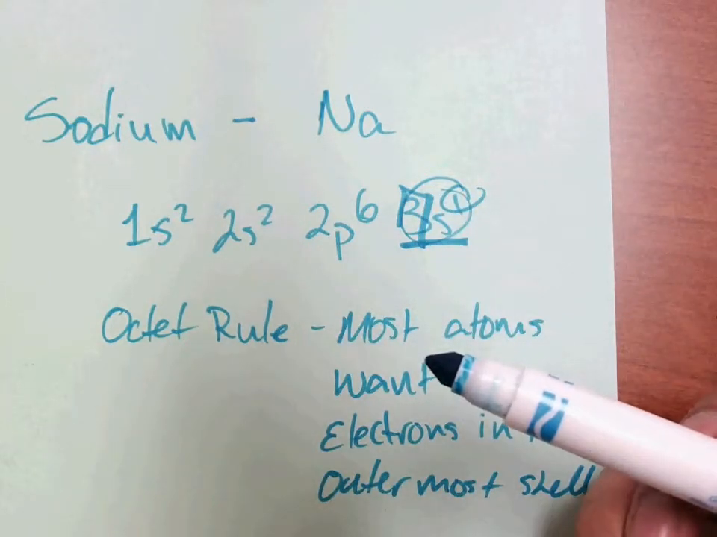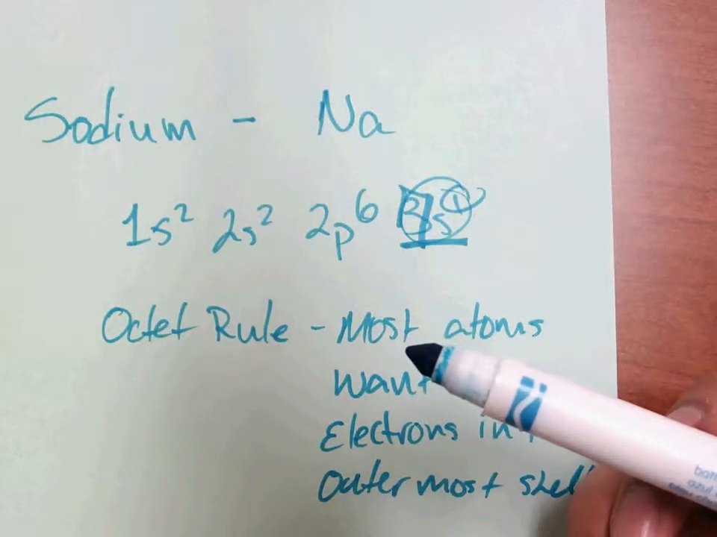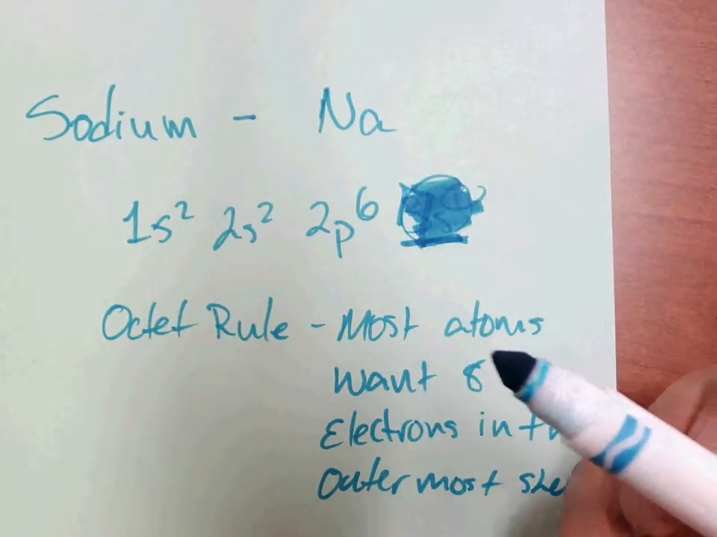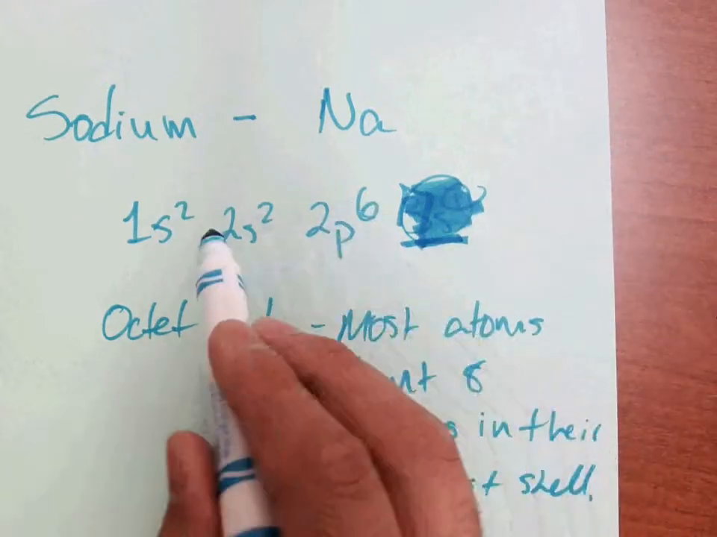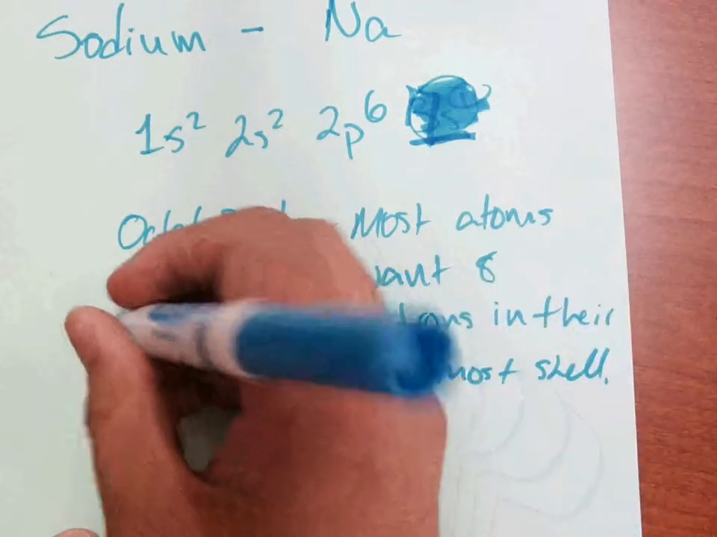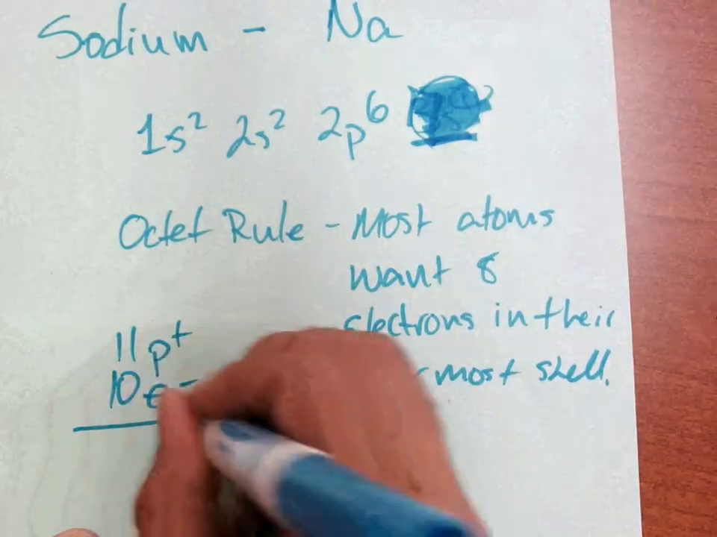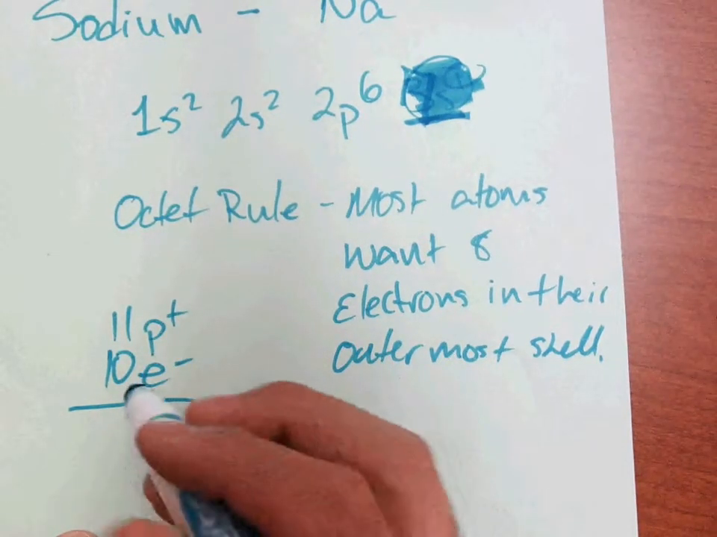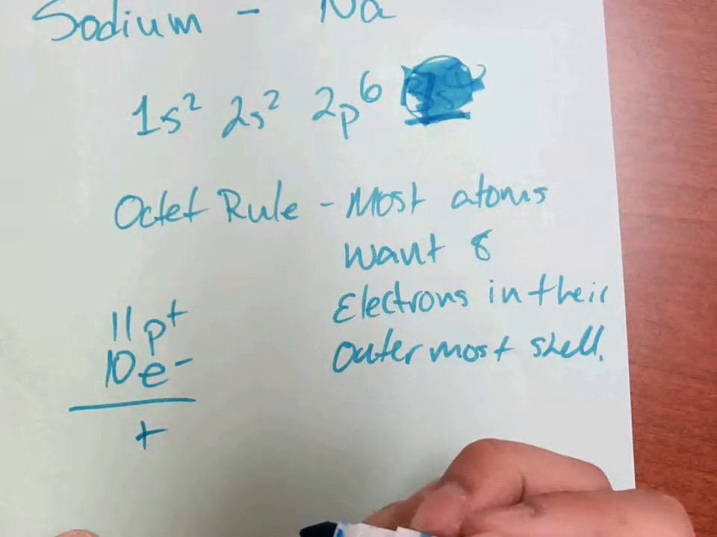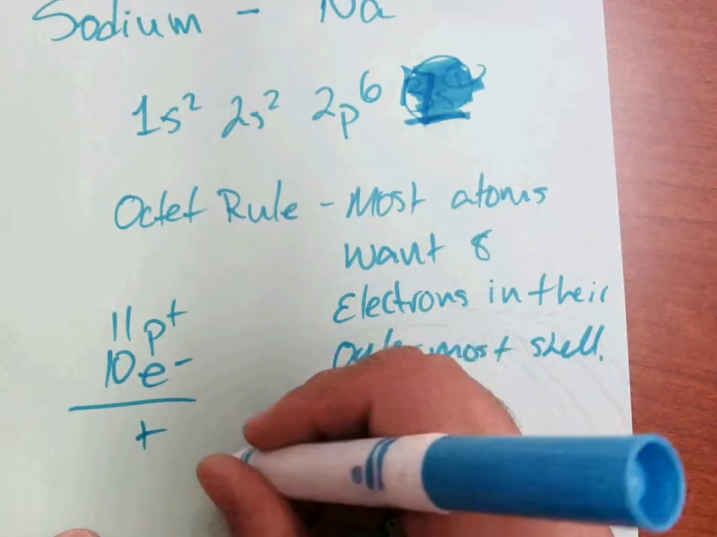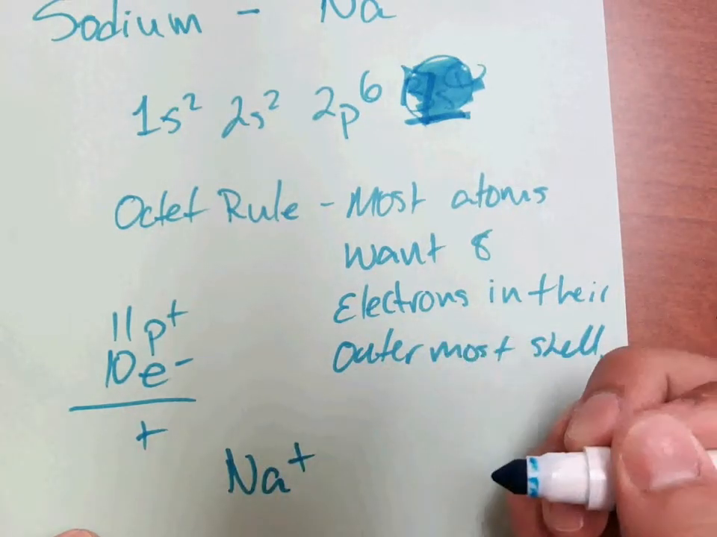Sodium has 1. Now, sodium is a metal. It's highly reactive, and it's going to react with other things, and it's basically going to give this electron away. It's going to get rid of it. So now instead of having 11 electrons, it's going to have 10 electrons. But it's still sodium, so it still has 11 protons. So now this is not a balanced atom. It has one more positive than it should. So it stops being a sodium atom and becomes a sodium ion.